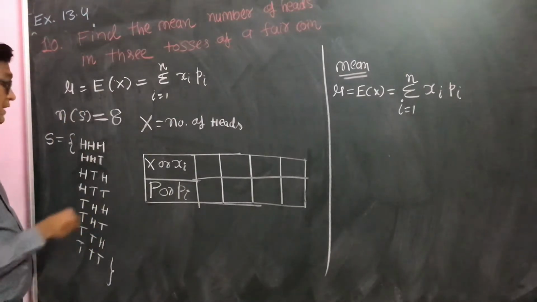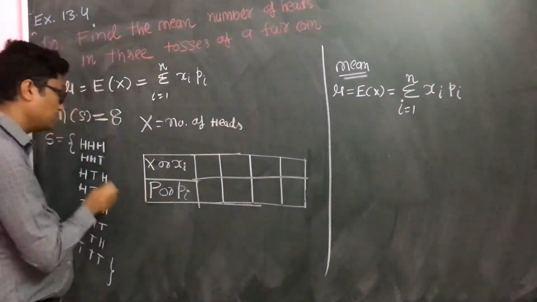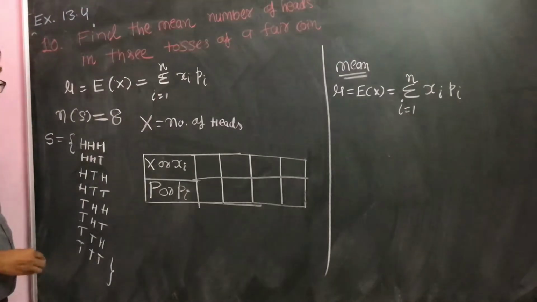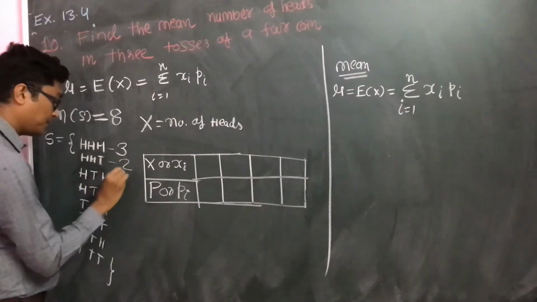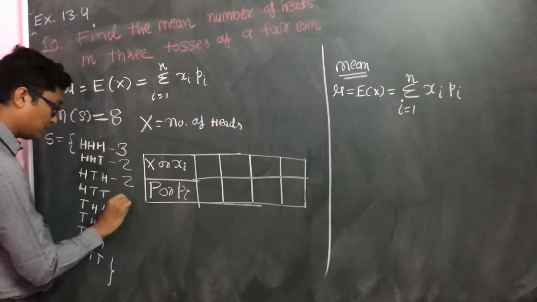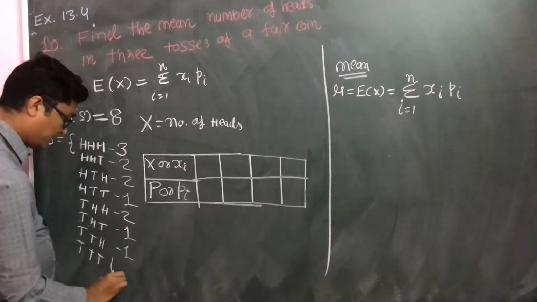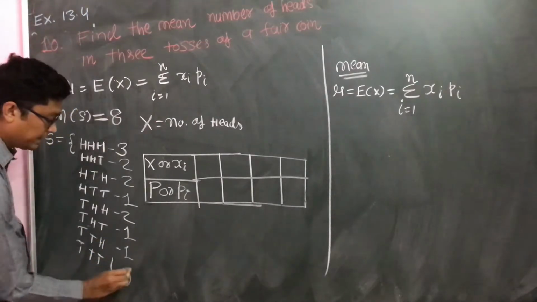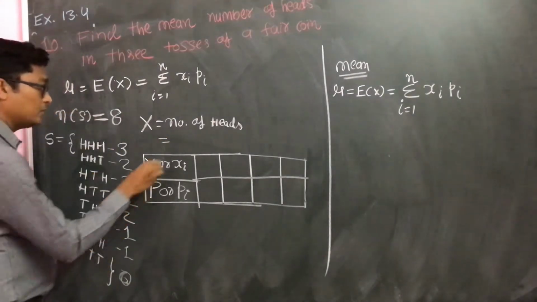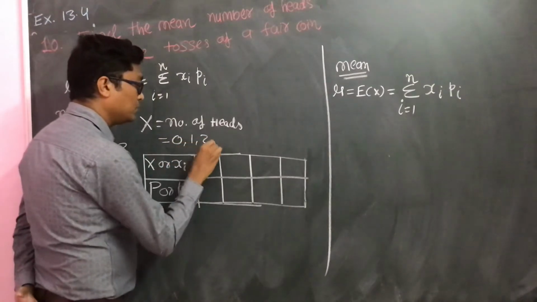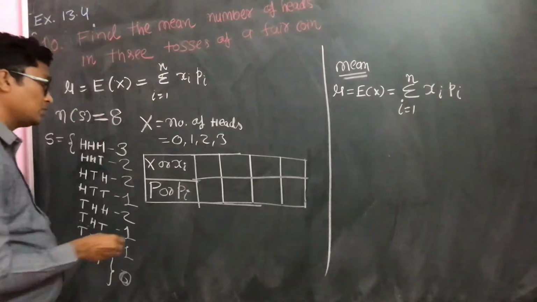Now I'll mention what is x. So x is the number of heads. So here let us calculate how many heads are appearing. Over here there are 3 heads, here 2, 2, 1, 2, 1, 1 and 0, right? So I can say that x can take the values 0, 1, 2 and 3. Any of these values of x is possible.